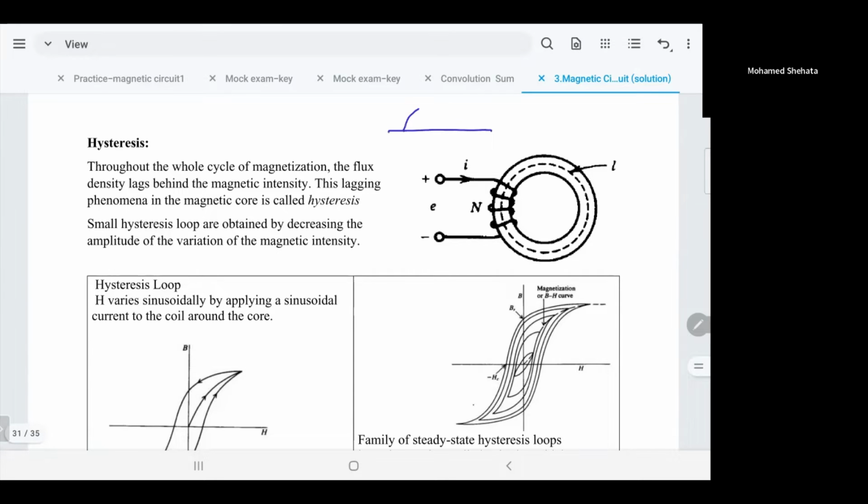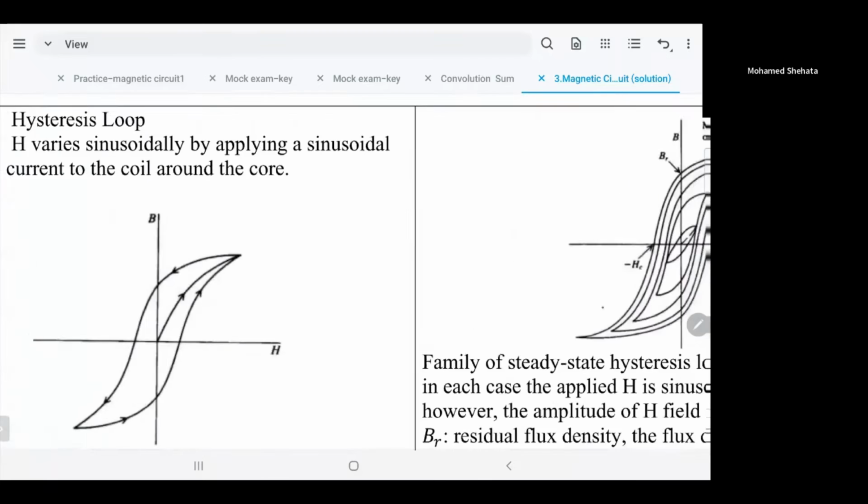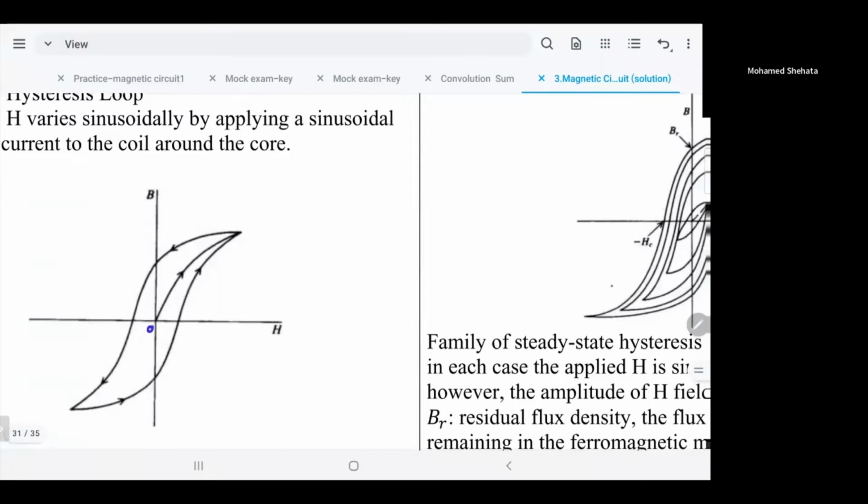We want to test what's happening if the current in the coil starts from 0, increases, reaches a value, then goes back again decreasing, reaches zero, then from positive becomes negative. So I want to see what's happening inside this material. So in the beginning, let's just take this curve, make it a little bit bigger. When we start from 0 and we increase the current, we increase the field intensity H, because as you know, there is a relationship between field intensity H and current.